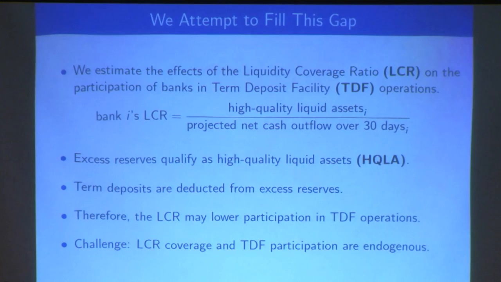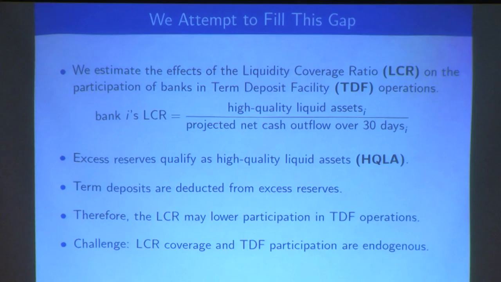And what happens is that a bank may use its excess reserves to satisfy the LCR because excess reserves are considered high quality liquid assets. But these term deposits that are offered by the Fed are deducted from excess reserves. And initially they were not considered high quality liquid assets because they had a maturity of 7 days and could not be withdrawn prior to maturity. So the LCR may lower participation in these term deposit facility operations because the bank has to take part of its excess reserves and put it in these deposits that are not helping the bank to satisfy the LCR.